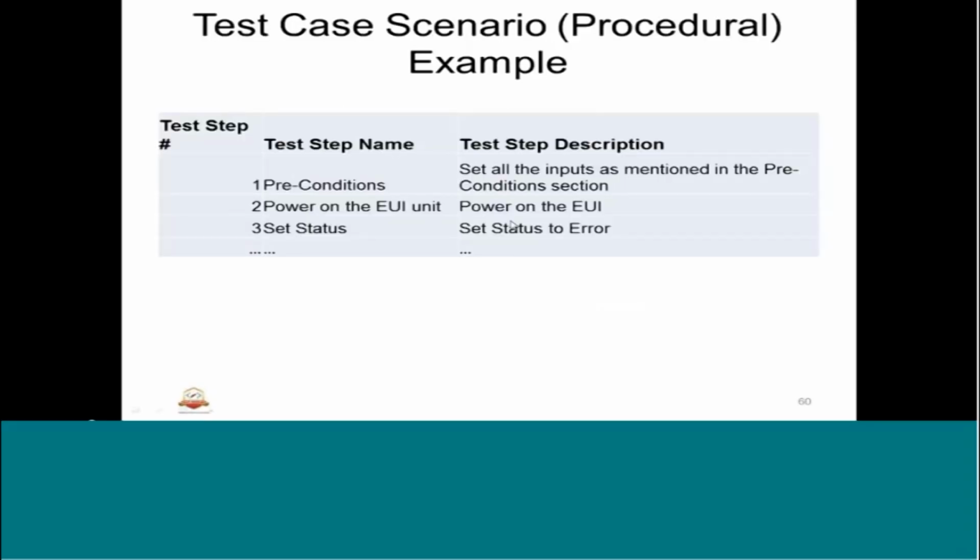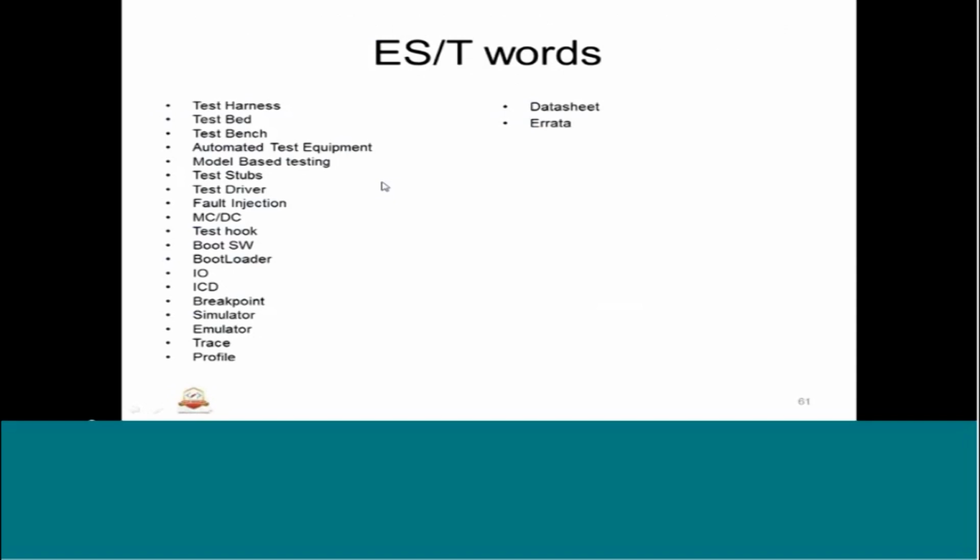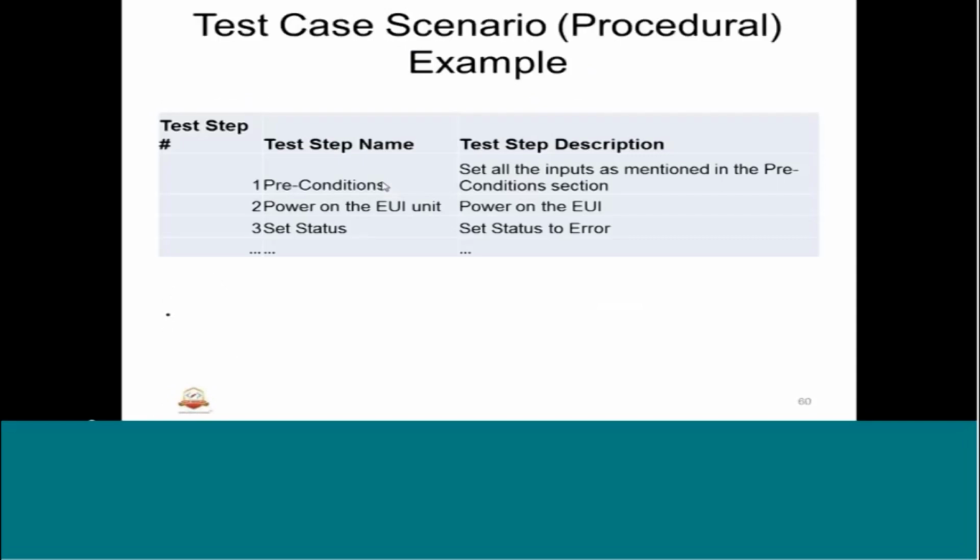This is of course an example of a test case scenario or procedure. We can identify test steps 1, 2, 3, 4, and the test step name. Just highlight what I am doing. In the description, I am going to say: set all the inputs as mentioned in the precondition section. Preconditions will point to a section which specifies the conditions that are required for executing this particular test.